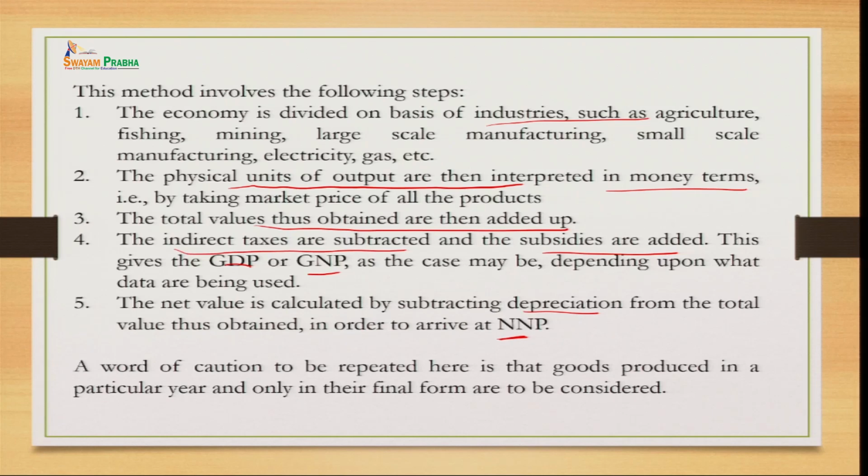So, a word of caution has to be repeated here, the thing which you have to take care of while calculating the national income by the product method, is that we only take the value of final goods and services. So, this is one thing which you need to remember, we only take the value of final goods and services produced in an economy during an accounting year.